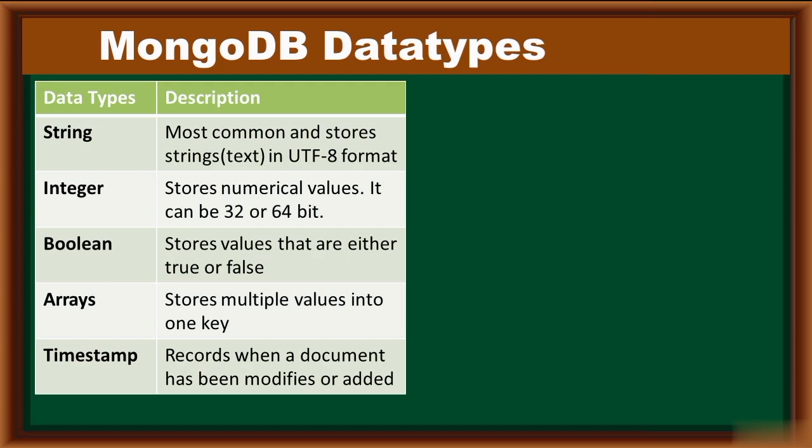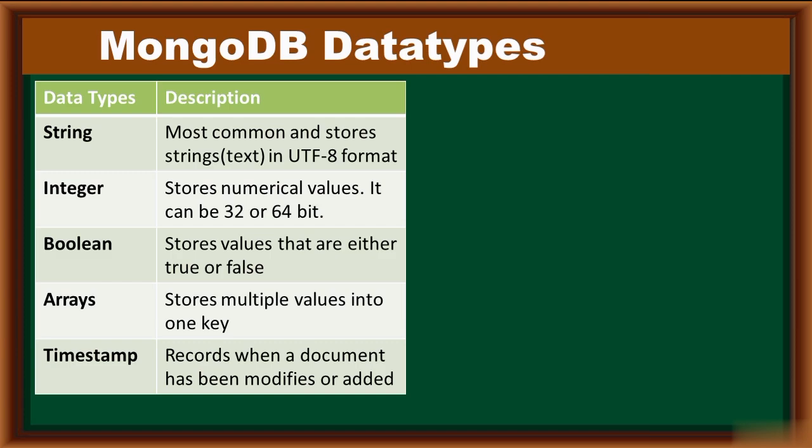Next we have integer. The integer data type basically refers to numerical values, so it's used to store numerical values. The integer can be 32-bit or 64-bit depending upon your server.